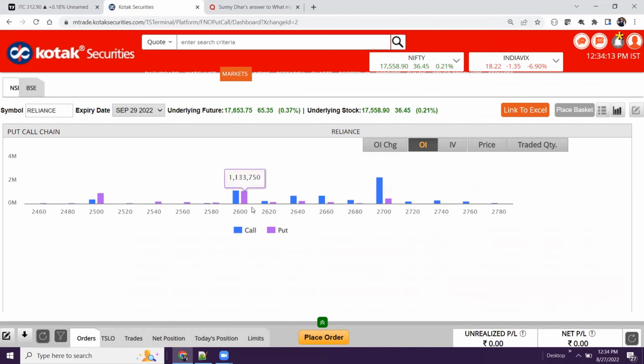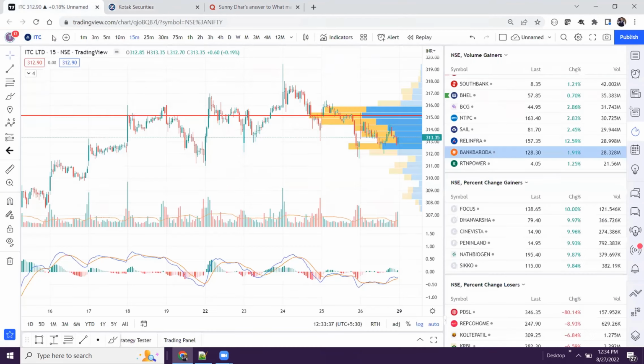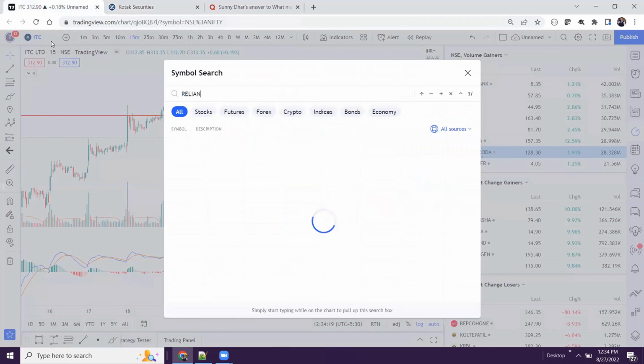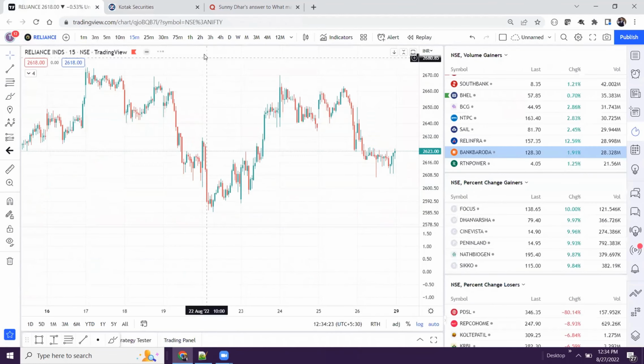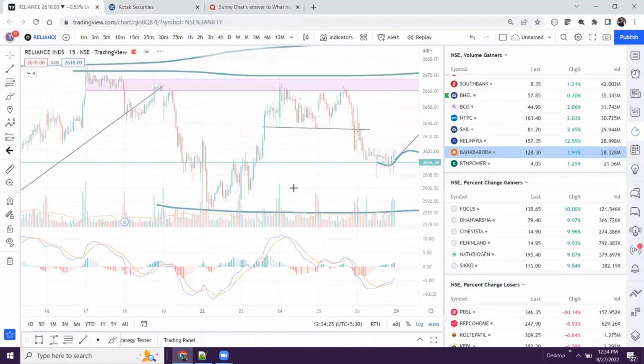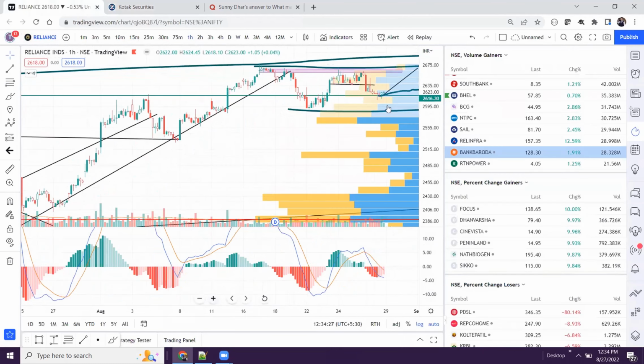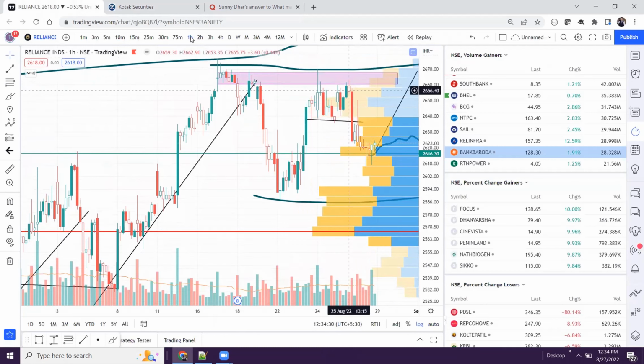So this is just the data. We don't have to trade based on this. Now we have to go to the chart. We always have to trade based on the chart only. But now we know that 2700 is the resistance and 2600 is the support as per data.